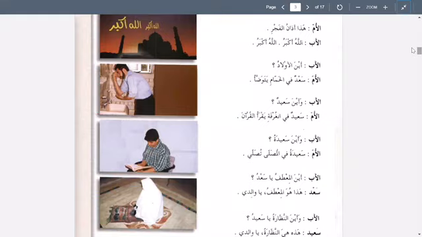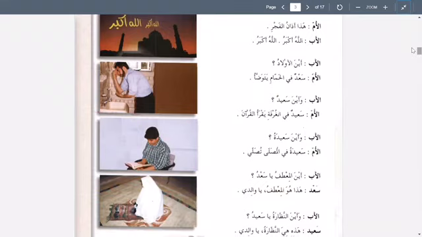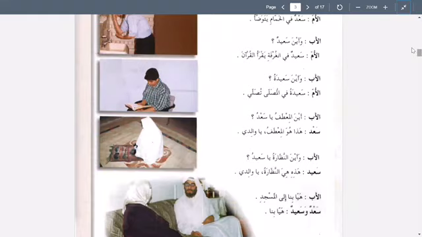Hadha adhanu al-fajri. Allahu Akbar. Allahu Akbar. Aina al-awlad? Sa'dun fil-hammam yatawadda'u. Wa aina Sa'id? Sa'id fil-ghurfa yakra'u al-Qur'an. Wa aina Sa'ida? Sa'ida fil-musalla tusalli. Where is the museum, Sa'd? This is the museum, my son. And where are the glasses, Sa'id? These are the glasses, my son. Let's go to the mosque. Let's go.